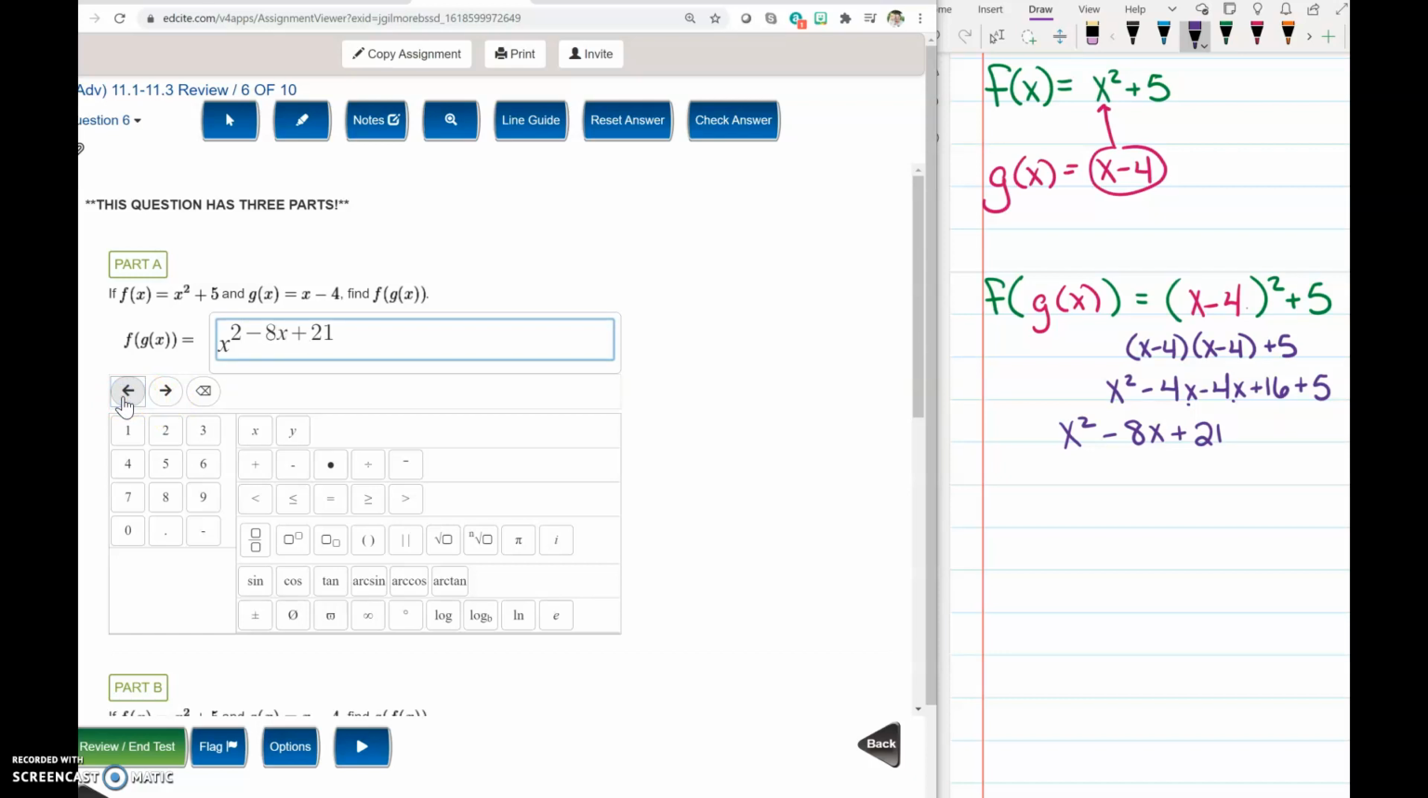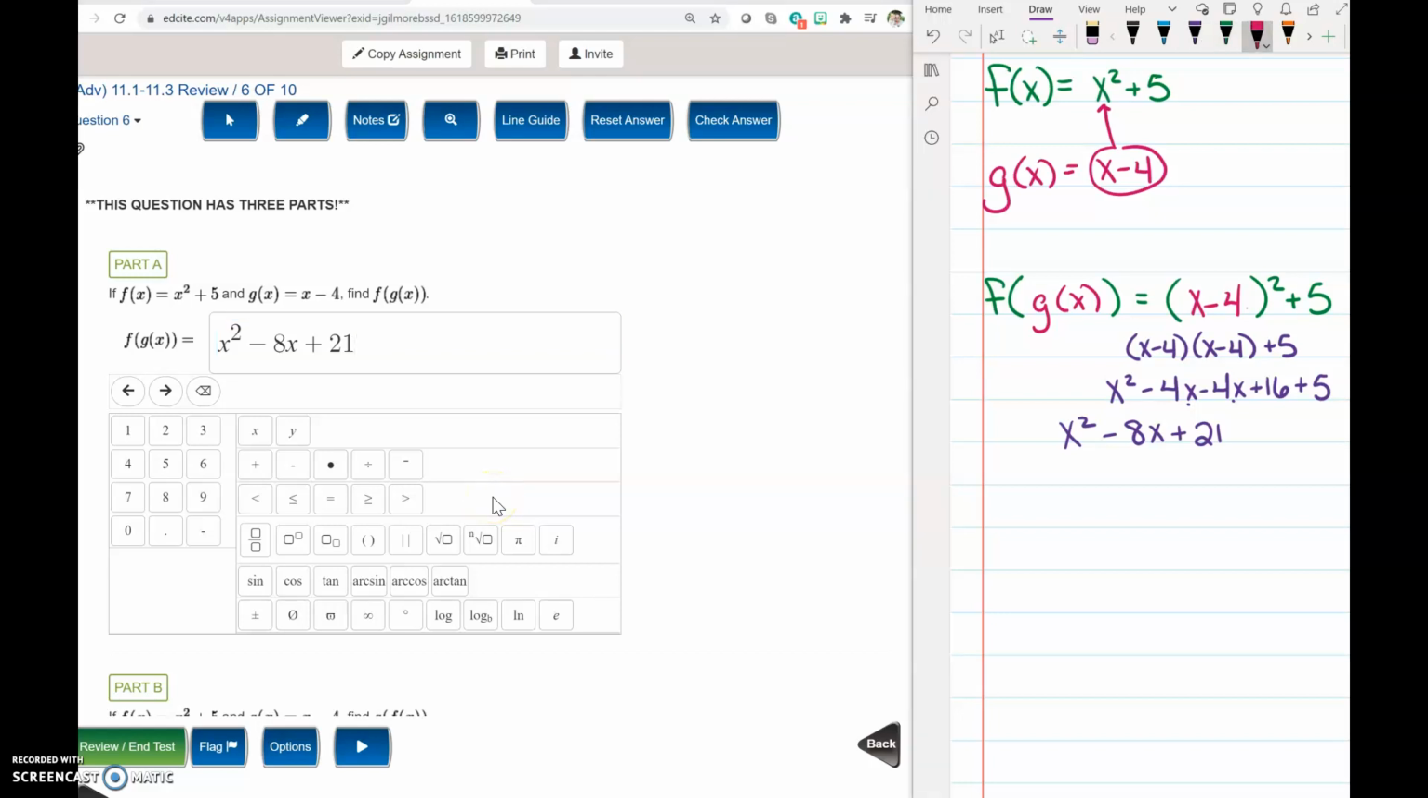Do you see how all of that is in the exponent, how that kind of looks funky? That is not correct. Make sure you hit the right arrow to get out of your exponent before you type in the minus 8x and the plus 21. And you can use your keyboard or you can use these features here, whichever you are most comfortable with.